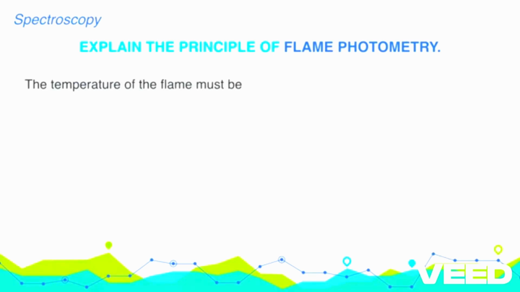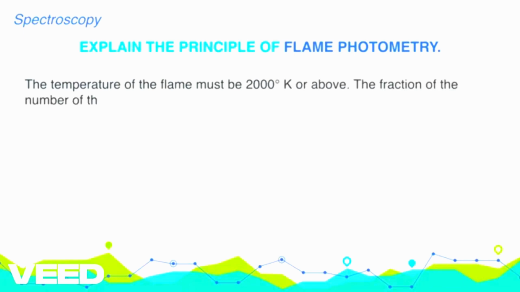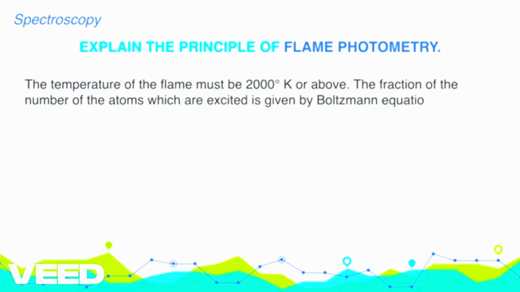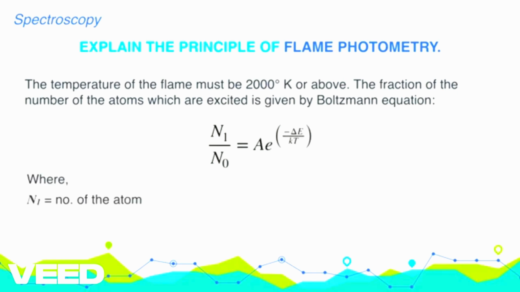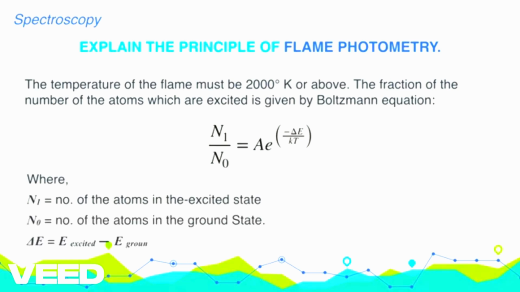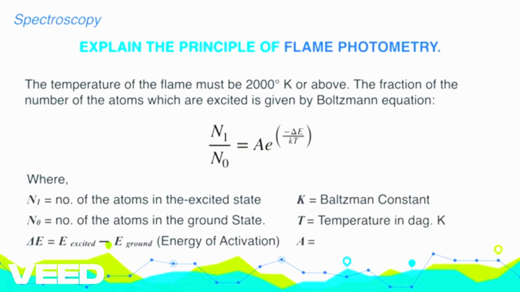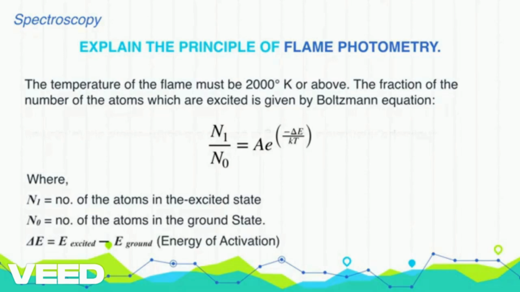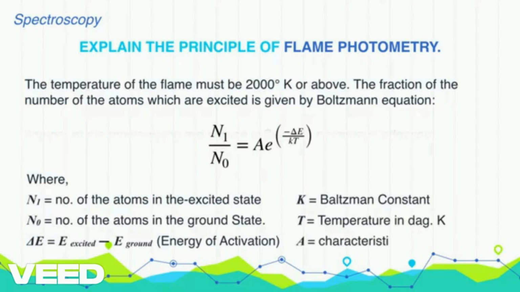For this, the temperature of the flame must be 2000 degrees Kelvin or above, and the fraction of the number of atoms which are excited is given by the Boltzmann equation: N1/N0 = A e^(-ΔE/KT), where N1 is the number of atoms in the excited state and N0 is the number of atoms in the ground state, ΔE is the energy of activation, K is the Boltzmann constant, T is the temperature in Kelvin, and A is the characteristic constant.